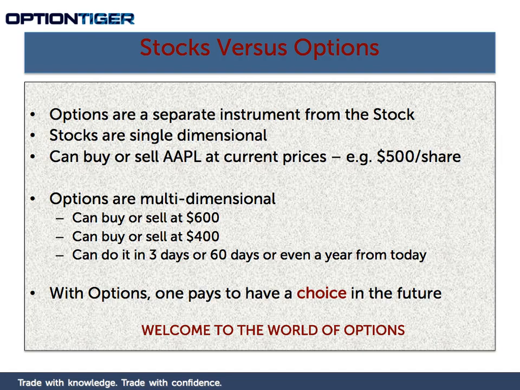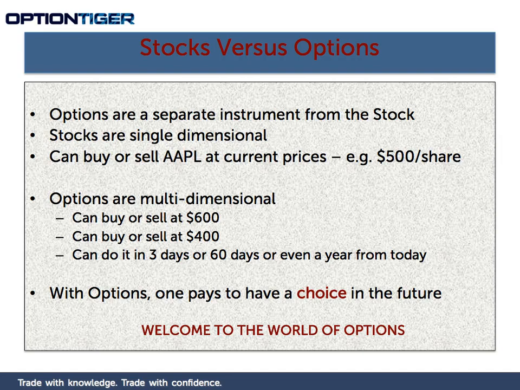Options, on the other hand, are multidimensional. So even if Apple is trading at a price of $500 a share, you could today get into an option contract to buy or sell Apple at a price of $600. You could get into a contract to buy or sell at $400. You could get into a contract to buy it at $550 or $450 or any other prices in between as well.